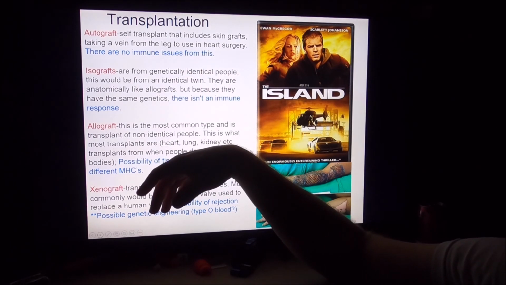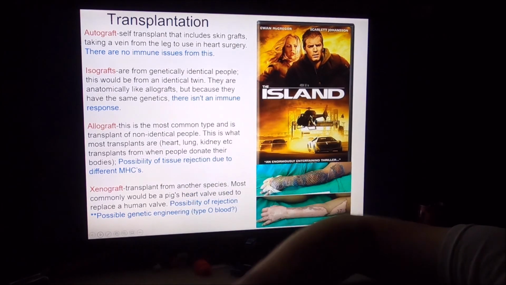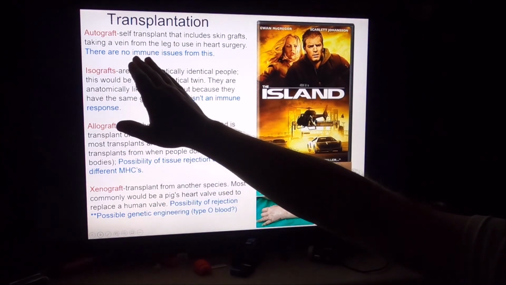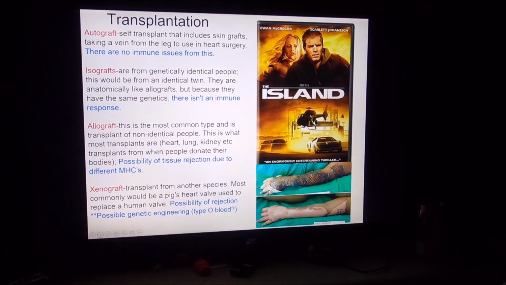So imagine having open heart surgery and they do some bypasses. Well, they do those bypasses using veins from your own body. So yeah, there's no chance of rejection here.